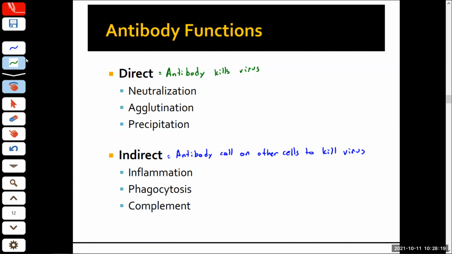Okay. So neutralization is very similar to what we talked about with the plasma proteins. This is where we're going to cover the pathogen, in this case not with plasma proteins, but with antibodies.